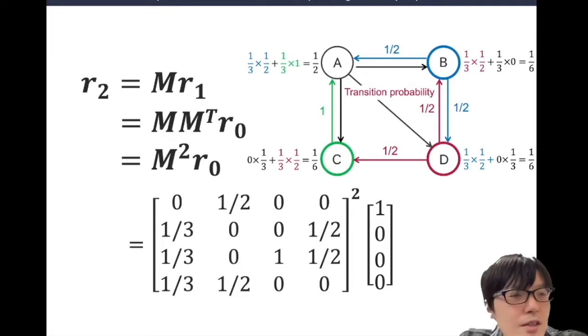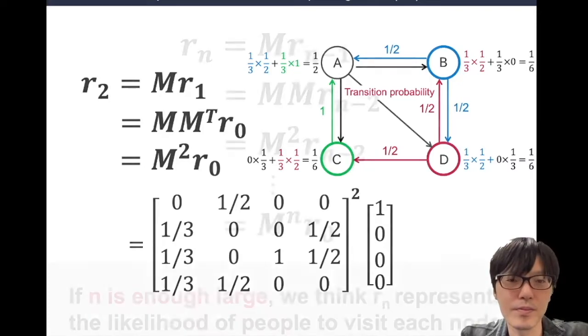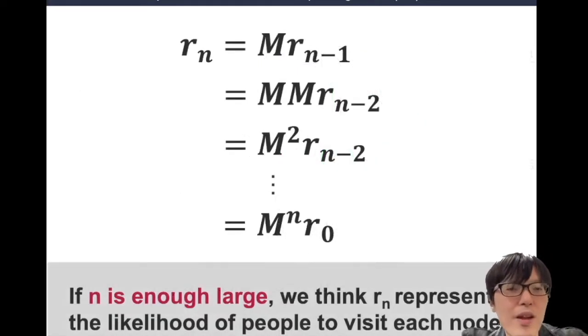So then, the probability vector R2 can be calculated by the matrix M squared times vector R0, like this. Following this mathematical operation, we can obtain the state probability Rn after n transitions by calculating the nth power of matrix M times the R0 vector.